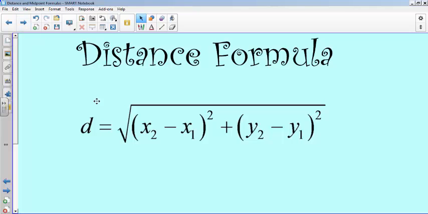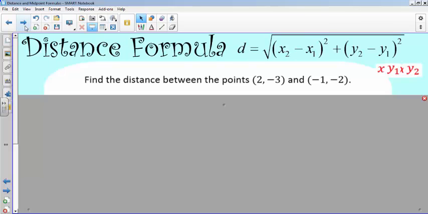The distance formula is d equals the square root. And notice how the entire formula is under the square root. That's very, very important. And then it's x sub 2 minus x sub 1 squared plus y sub 2 minus y sub 1 squared. How I remember it is that you're subtracting the two x values, then squaring them, subtracting the two y values, then squaring them, and adding them together. So we're going to take a look at an example.